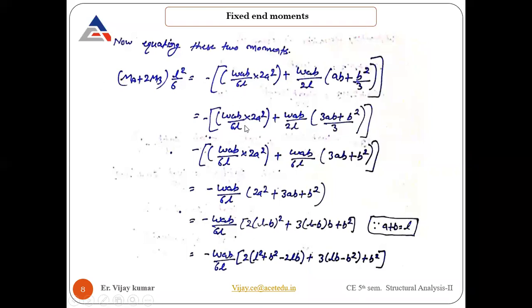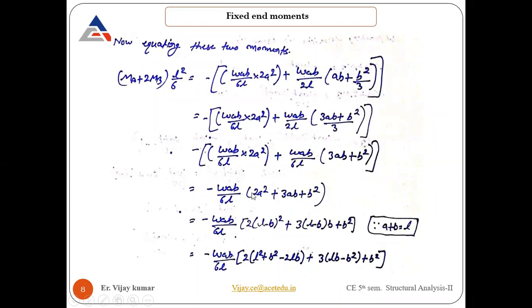So WAB by 6L into 2A square. Just take the LCM of this portion first. So WAB by 2L into 3AB plus B square by 3. It's simple mathematics here. So WAB by 6L into 2A square. Now take this 3 out, and that will be WAB by 6L into 3AB plus B square.